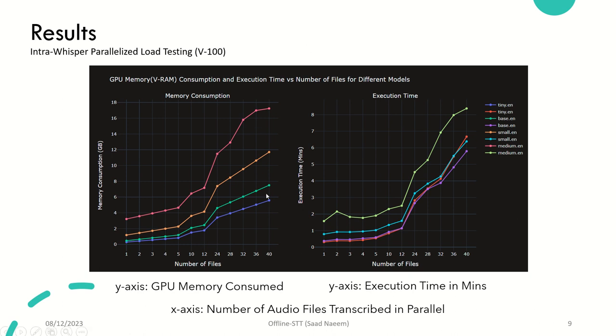At the same time, the lowest line, which represents the Tiny English model, transcribed 40 audio files in parallel using about 6 GB of memory. So the smaller model takes a smaller amount of VRAM. On the right graph, the top line represents the medium English model, and what this says is that the medium model took about 8 minutes or so to transcribe 40 calls. The lowest line, purple or violet, shows the Tiny English model took about 6 minutes to transcribe 40 calls in parallel.